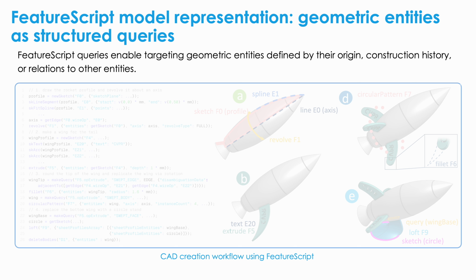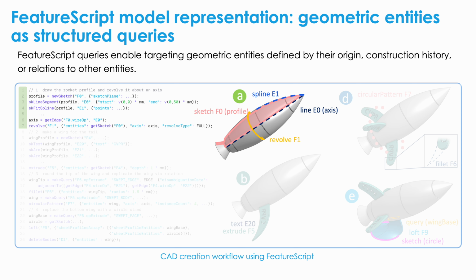CADFS represents the design history as FeatureScript code. A key element of FeatureScript is its query mechanism, which allows us to refer to geometry that is not explicitly defined in the code. Let us illustrate the power of queries with a simple rocket model implemented in FeatureScript.